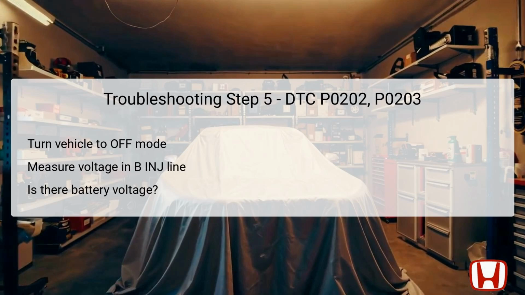For the next step, keep the vehicle in the off mode and disconnect the injector relay. Then, measure the voltage between the specified test points, ensuring proper connection to body ground.